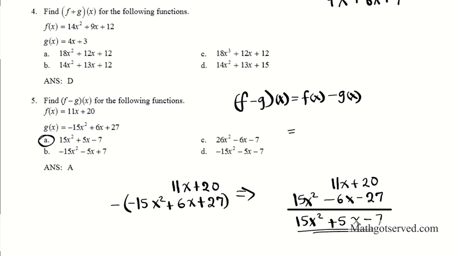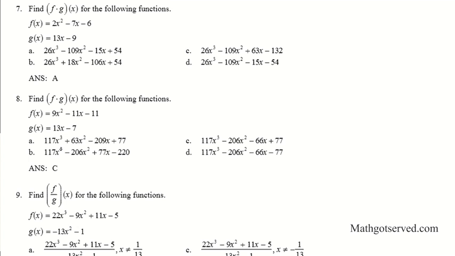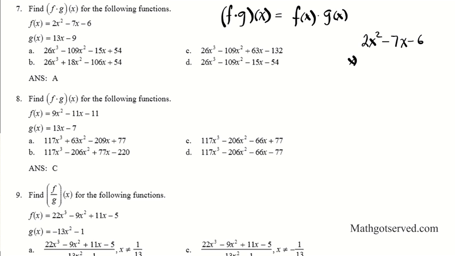All right, let's move on to question number 7. What is f times g of x? Well, f times g of x just simply means we're going to multiply f of x by g of x, okay? To keep our terms organized, it's good to just multiply vertically, so that's what I'm going to do, okay? So we have 2x squared minus 7x minus 6. We're going to multiply that by 13x minus 9. All right?